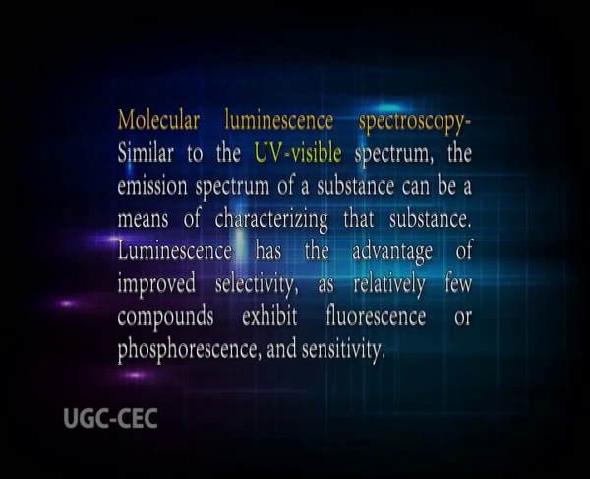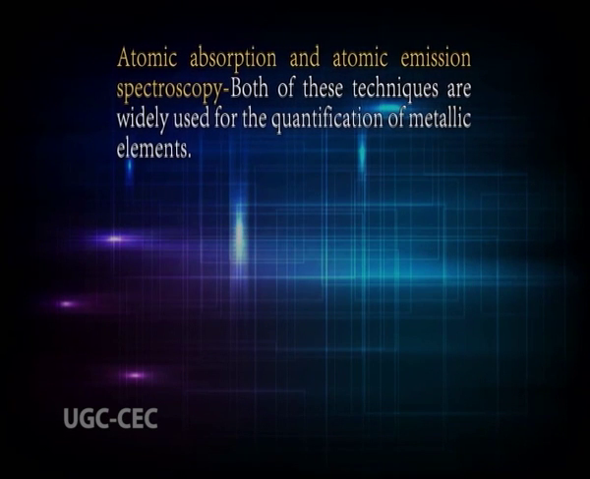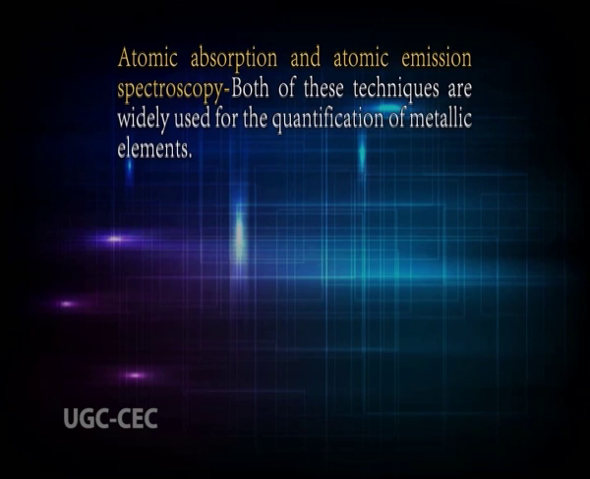Molecular luminescence spectroscopy. Similar to the UV visible spectrum, the emission spectrum of a substance can be a means of characterizing that substance. Luminescence has the advantage of improved selectivity, as relatively few compounds exhibit fluorescence or phosphorescence, and sensitivity. Atomic absorption and atomic emission spectroscopy. Both of these techniques are widely used for the quantification of metallic elements.